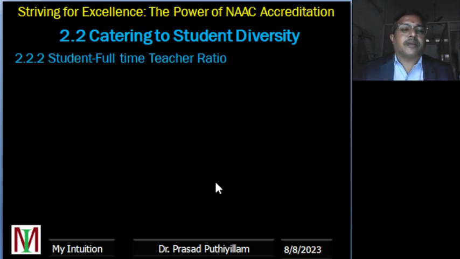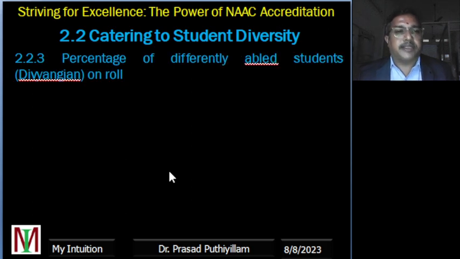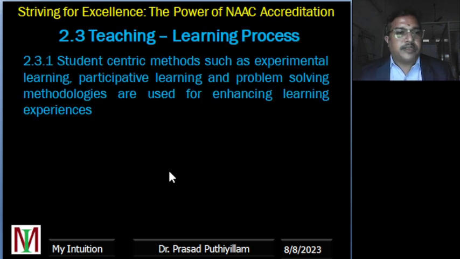Okay, so student full-time teacher ratio, this is again a quantitative analysis. Whatever available data, number of teachers and number of students, that ratio can be documented there. Percentage of differently abled students on roll. Then 2.3.1, student-centric methods such as experiential learning, participative learning, and problem-solving methodologies are used for enhancing the learning experience. So it is clearly mentioned what methods need to be used.